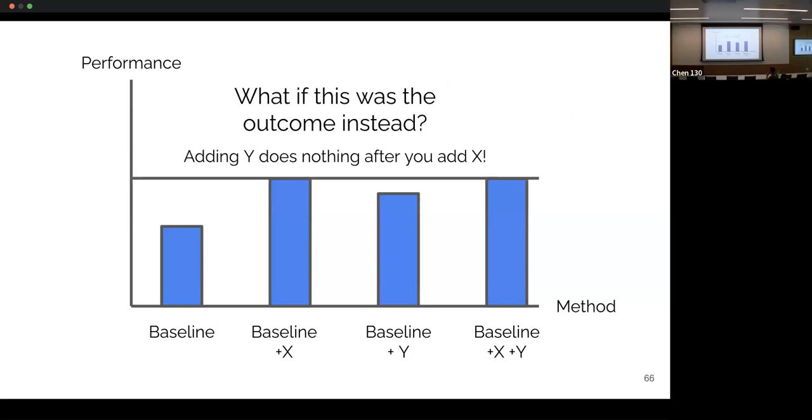And what if this was the outcome instead? Here, it seems like Y is actually contributing nothing. But also, performance metrics, we've said, hide a lot of stuff. You could get the same performance metric, the same single number, but be better on different classes. And then it also depends on what you're really interested in aside from the metric.